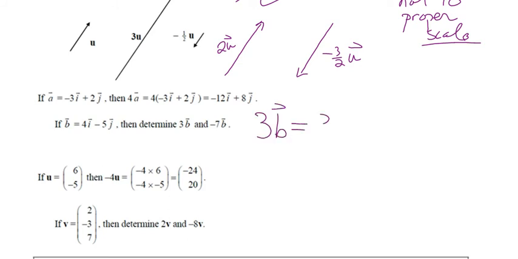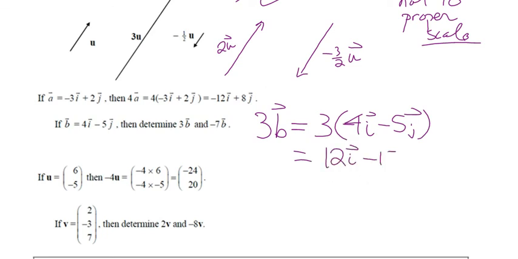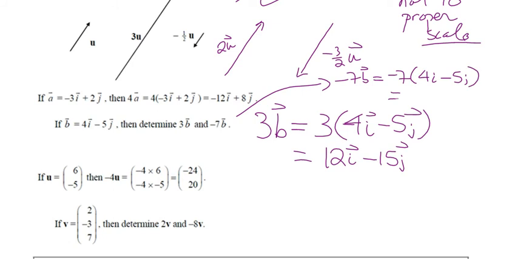So 3 times 4i minus 5j, which is 12i minus 15j. And negative 7b is, squeeze that here. Okay, all good? Got that figured out?